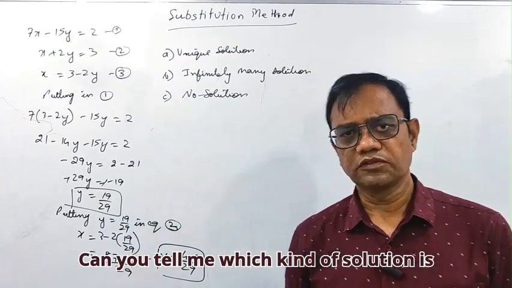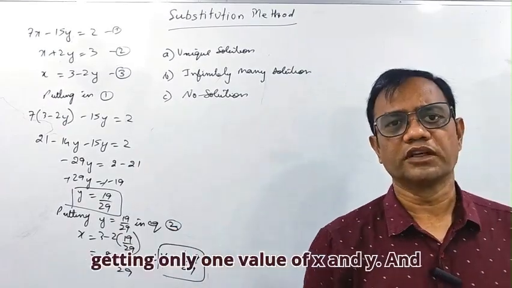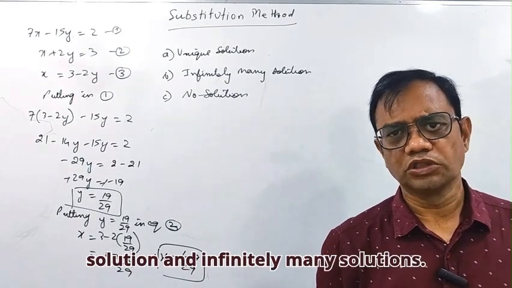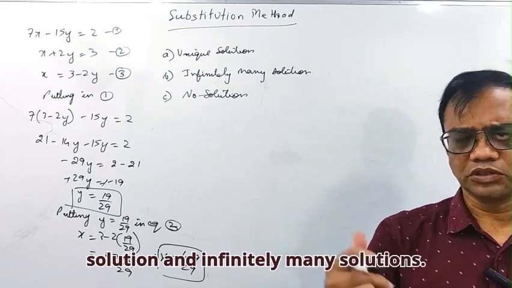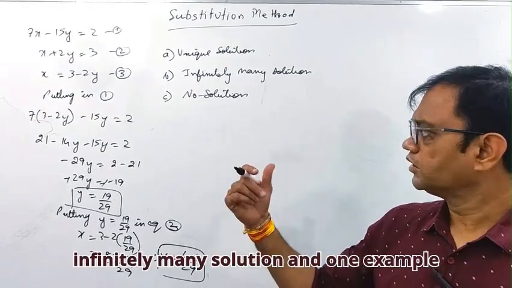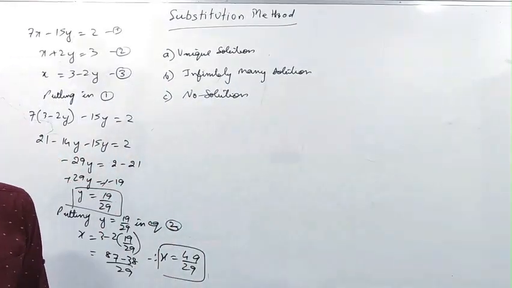Can you tell me which kind of solution this is? So this is a unique solution. You are getting only one value of x and y. I will do questions in which there will be no solution and infinitely many solutions. Let's see how we do one example of infinitely many solutions and one example of no solution. Let's do one question.